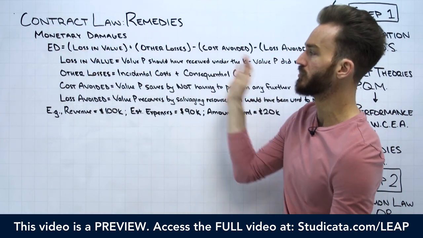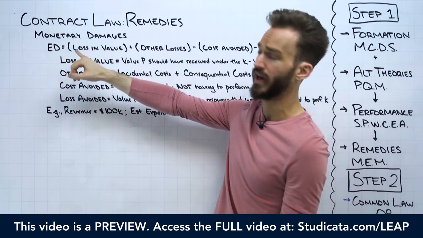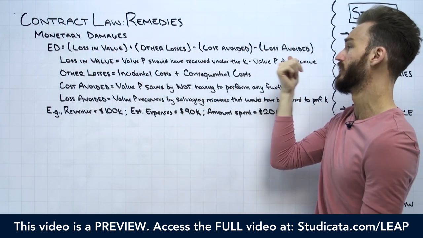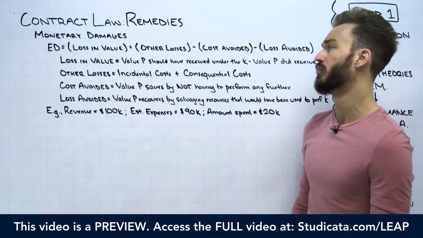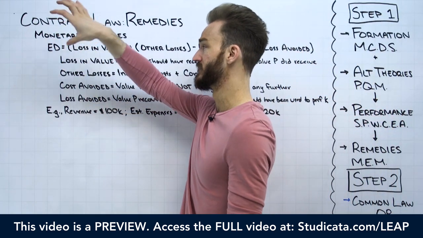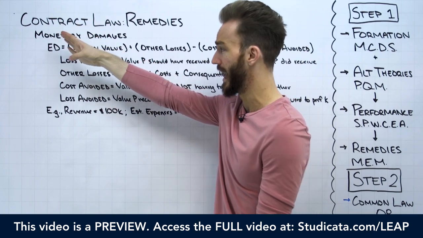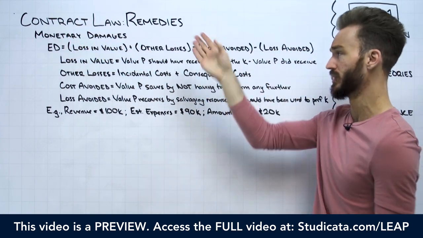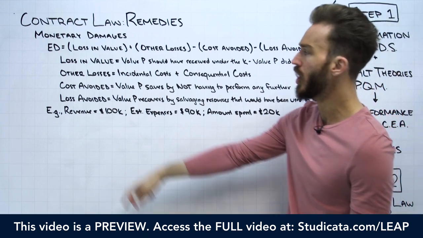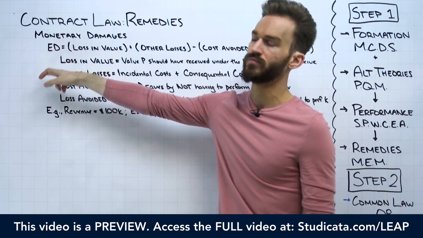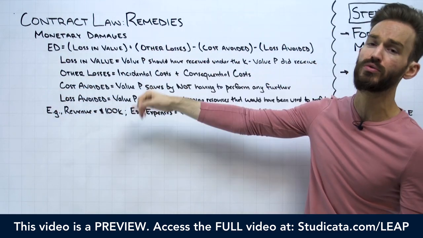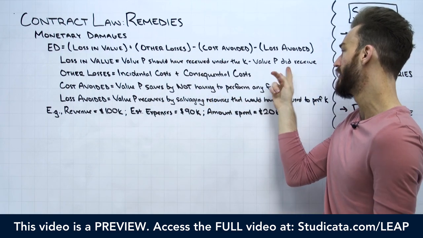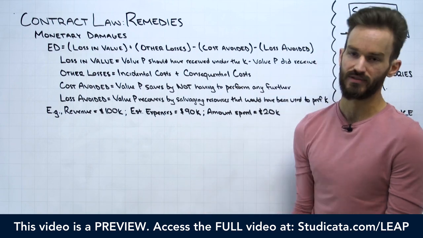Right? We have the formula here on the board. It's going to be the loss in value plus other losses minus cost avoided minus loss avoided, right? So what we're taking here is the loss in value, really the expectation, other losses, and subtracting avoidances, cost and loss avoidance. So what is loss in value? Loss in value is going to be the value that the plaintiff should have received under the contract minus the value the plaintiff did receive under the contract.